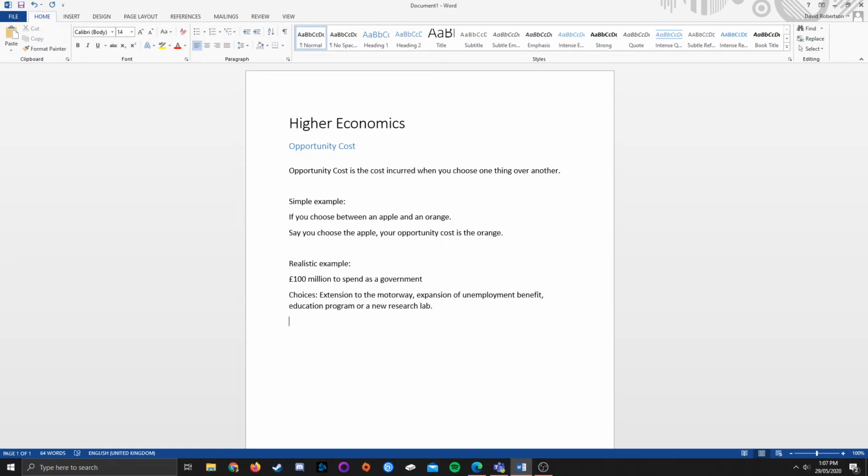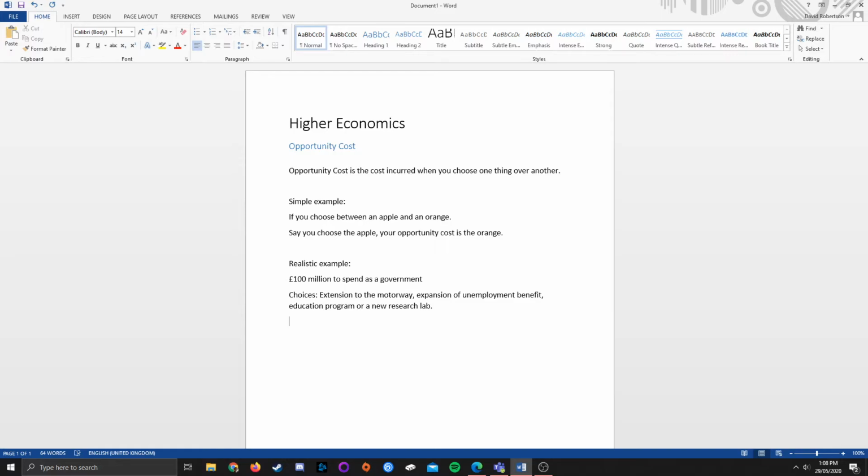Disadvantages, I suppose you could say your money could be spent on other ventures such as the motorway or the education programme and the research lab. It depends on what government is in power at the moment, if they want to value unemployment benefit or not. It depends on the policy at the moment for government.